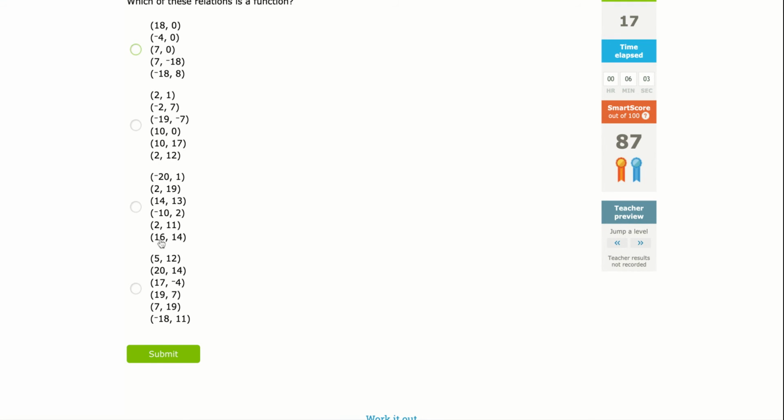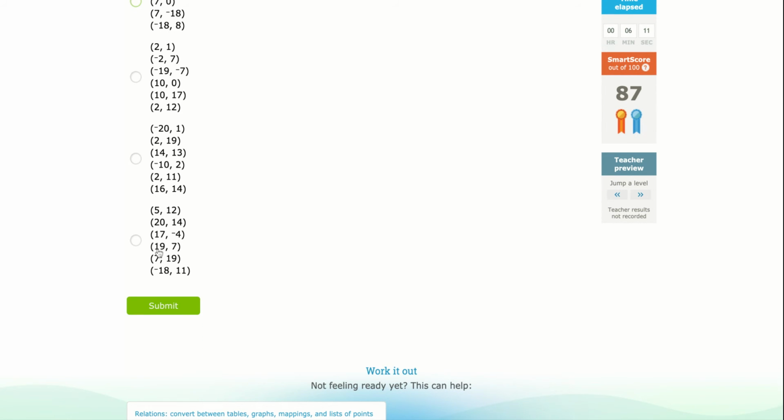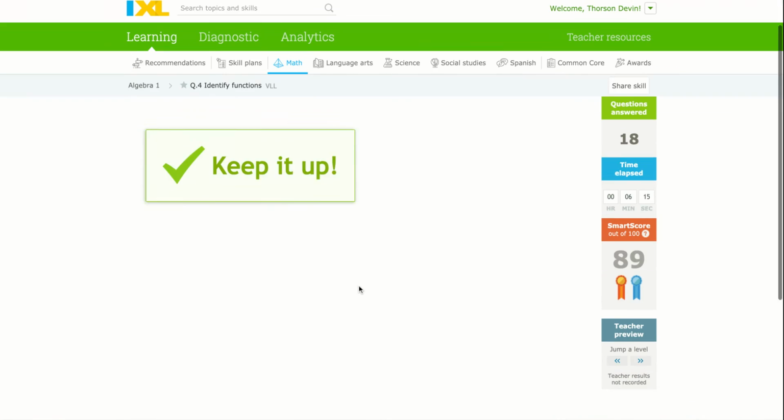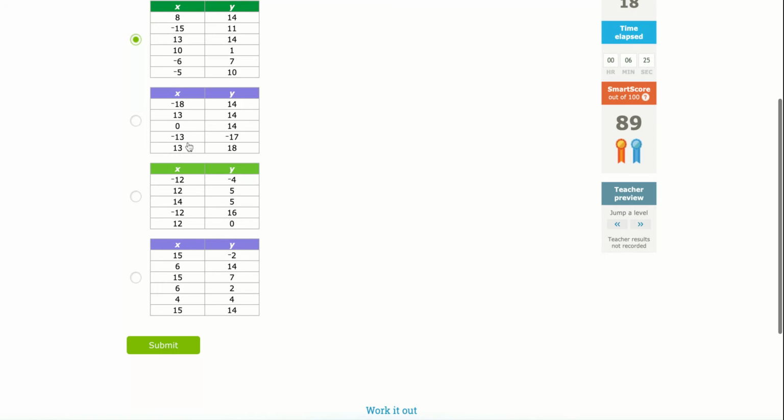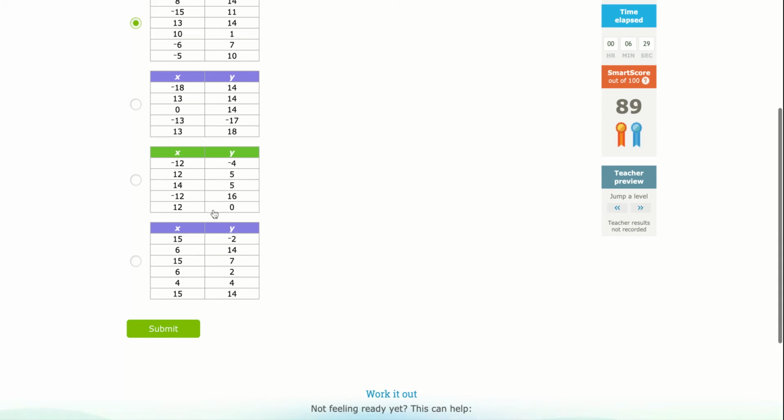I don't see any repetition in x. No, I do, 2 and a 2. 2 goes to 19, 2 goes to 11. It's not a function. I don't see any repetition in x. 8, negative 50. I don't see any repetition in x. That is a function.